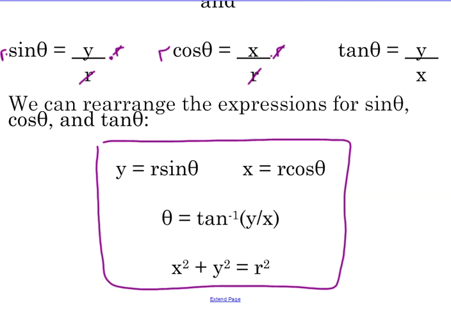Now, which do you think is easier to do? Go from x and y to r and theta, or from r and theta to x and y? Well, let's just do something and find out. You got that written down?